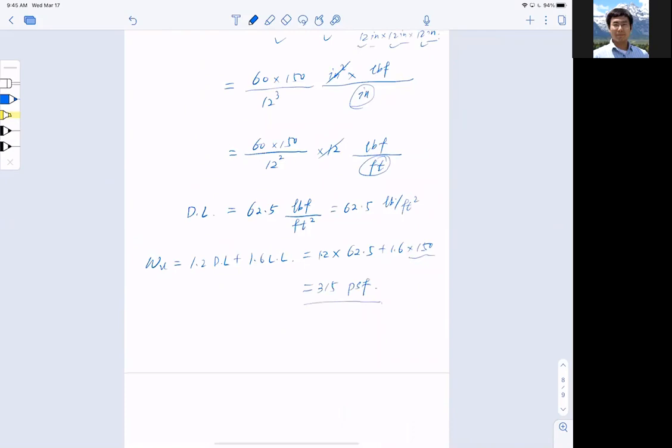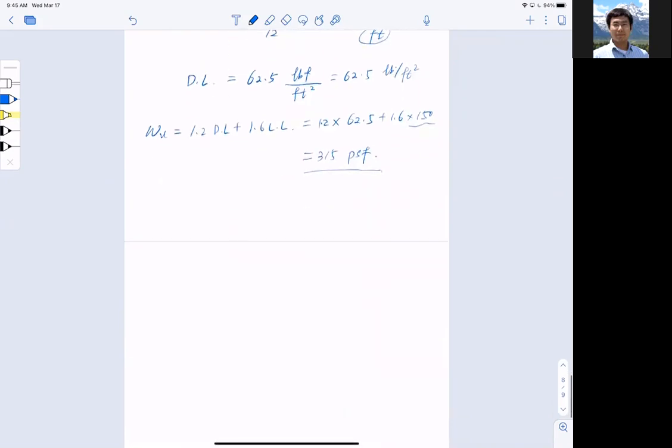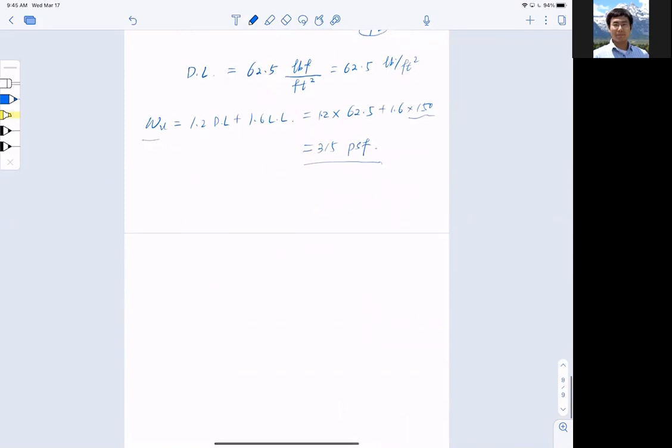Okay, I'm paying extra attention to my unit. Okay, and I'll show you why it's so important later. All right. Okay, now I have my applied loading, right? That is 315 pounds per square foot. I'm pretty happy about it. Okay, so I'm gonna go design, right?